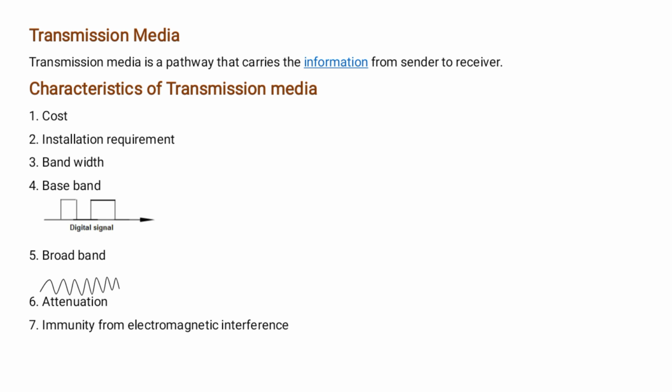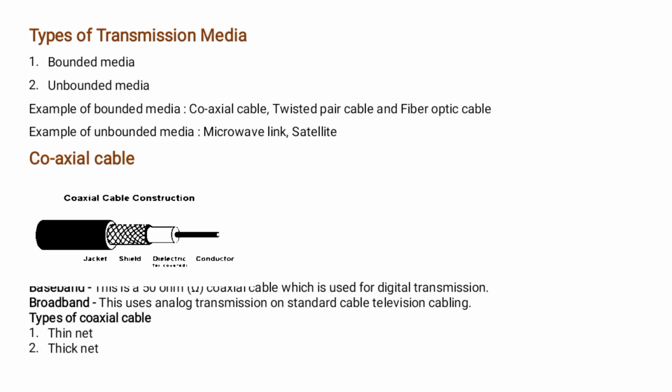Now next is types of transmission media. There are two types of transmission media. One is bounded media and second is unbounded media. Bounded media, also known as wired media, is one in which signals are confined to a specific path using a wire or a cable. For example, coaxial cable, twisted pair cable, and fiber optic cable are examples of bounded media.